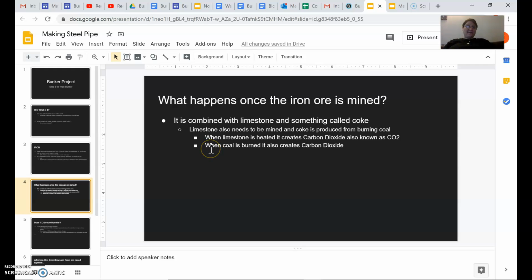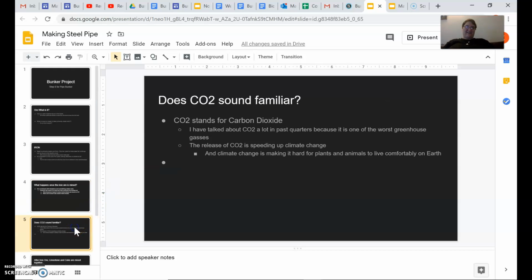So, all of these things, guys, create carbon dioxide. Whether you're heating up the coal, which produces carbon dioxide, or mining both the limestone and the iron, which produces carbon dioxide. Sad face. The reason I say sad face is, let's do a little review of carbon dioxide. So, CO2, carbon dioxide, same thing, one's abbreviated.